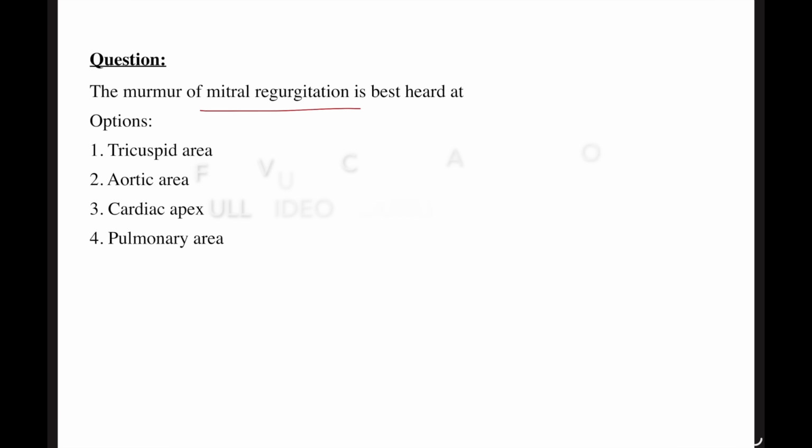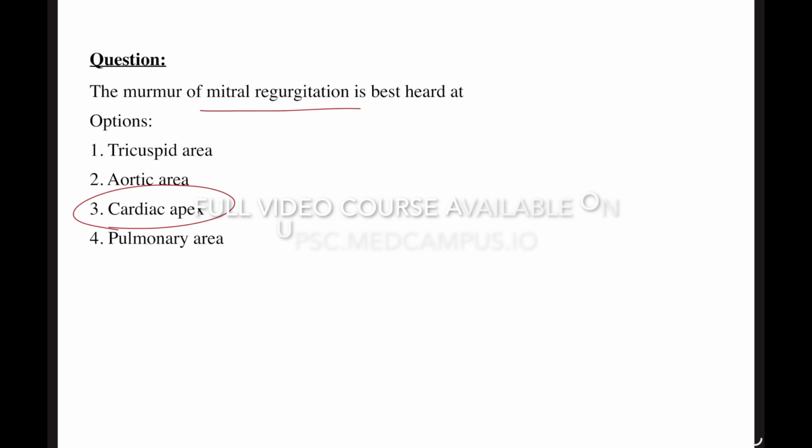Next, the murmur of MR. Any mitral valve lesion is best heard at the mitral area. The murmur of MR is best heard at the cardiac apex. Okay.